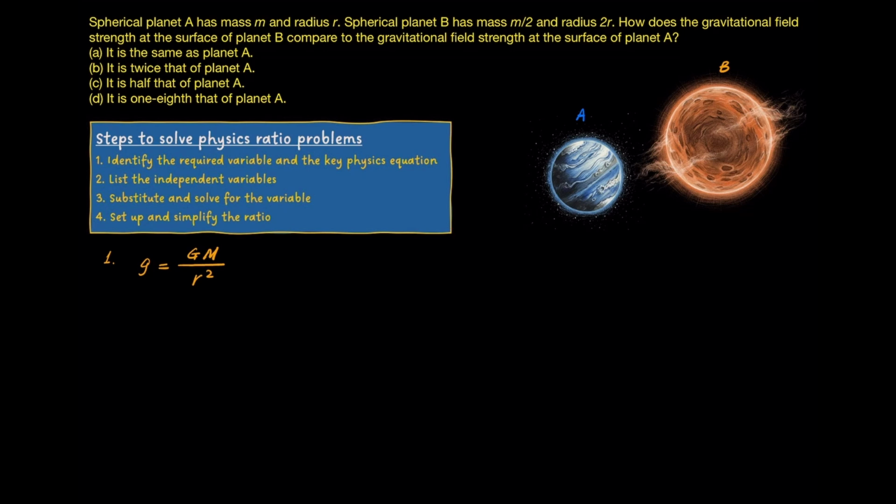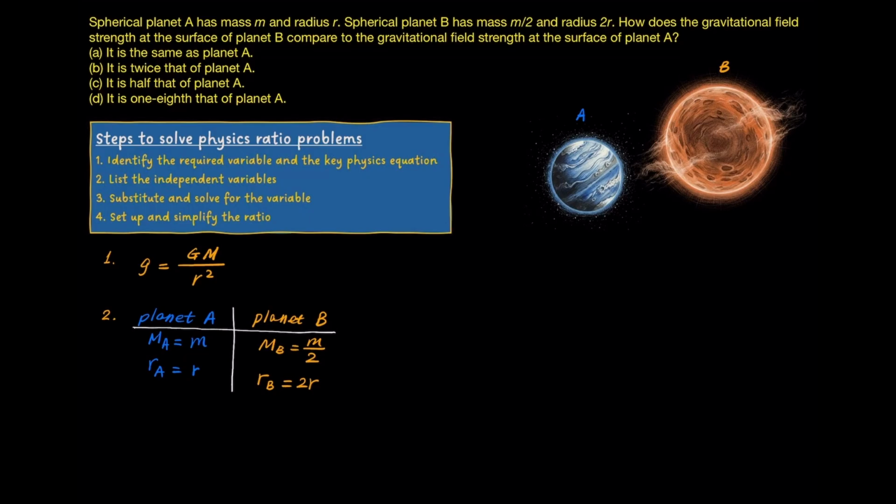The second step is to list the variables for each situation. And let's keep our data organized. For planet A, the mass mA is just m, and the radius rA is r. For planet B, the mass mB is m over 2, and the radius rB is double the radius, which is 2r. Since the capital letter G is just a constant, it stays the same for both, so we don't need to worry about it changing, and let's leave it alone.